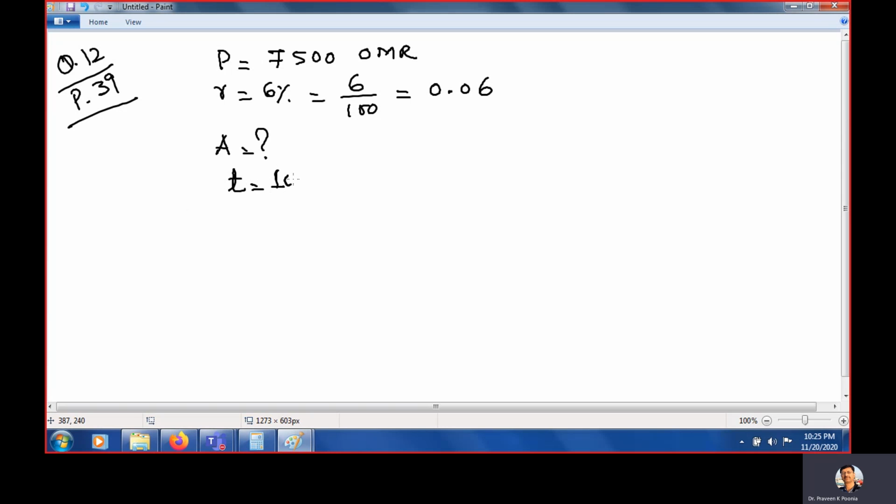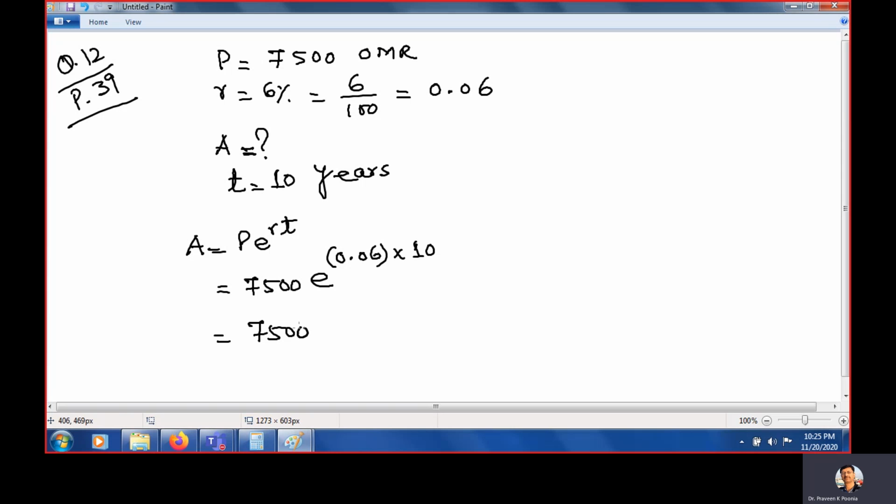And time is equal to how much they have given? Time is equal to 10 years. This is the time. So the problem is very, very simple. The problem is not difficult. What you need to do here? A is equal to, what is the formula? P e power RT. So P means 7,500. E, what is the power here? R is 0.06 and time T is 10.